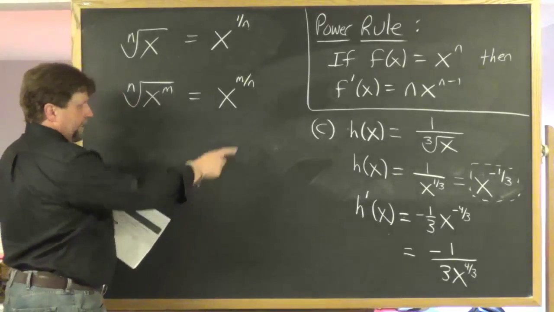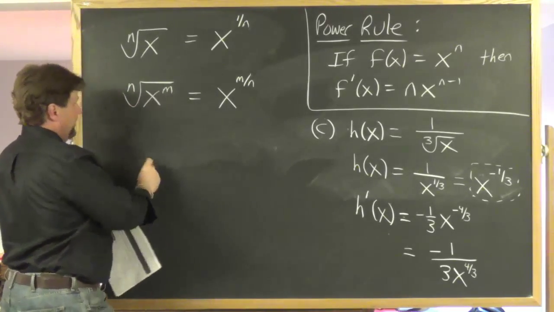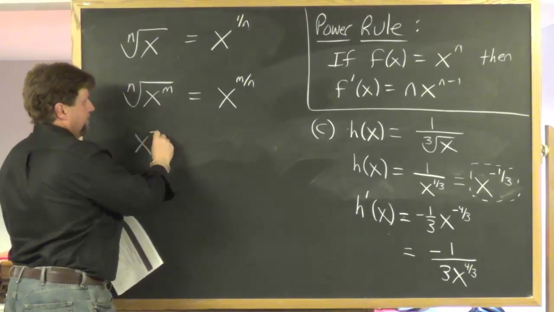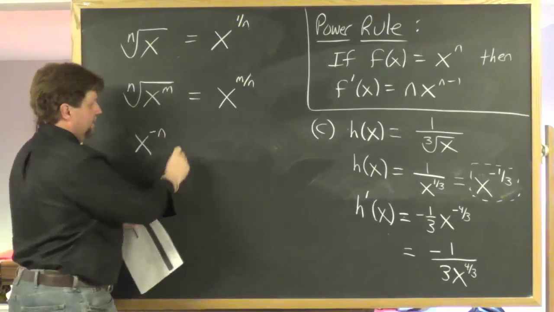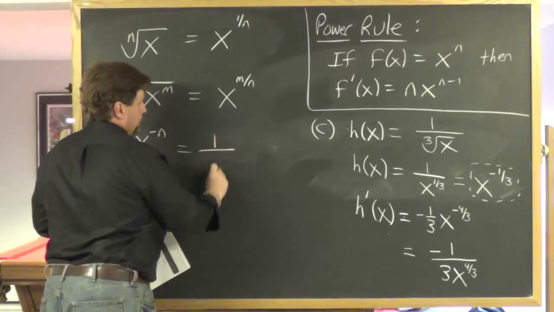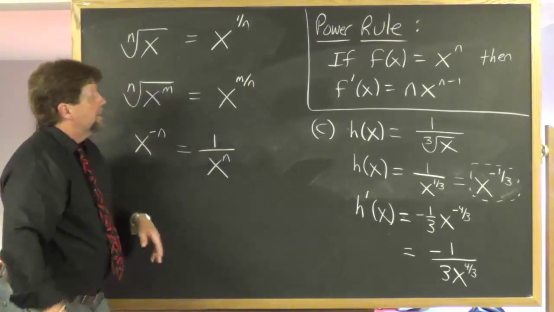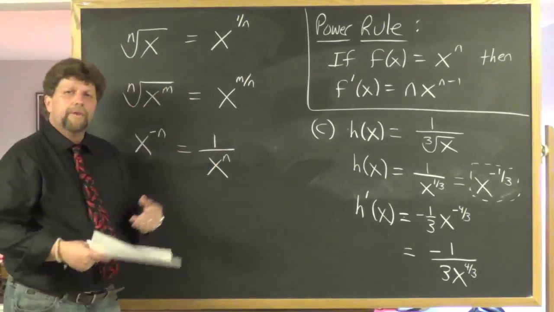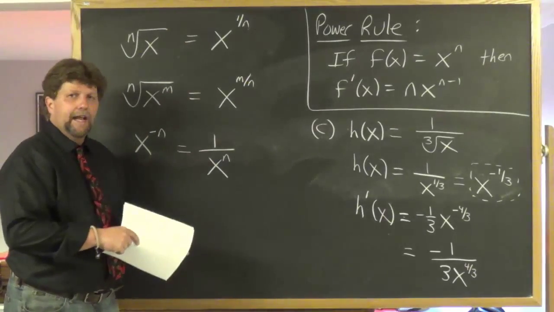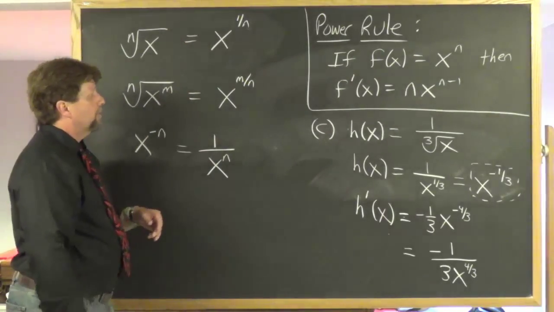And then finally, the other one that I used in part C, x to the negative n. You can rewrite that as 1 over x to the n. So you can see these are 3 quick rules of exponents that I know you've all seen in algebra. I thought I'd write them down for you real quick.